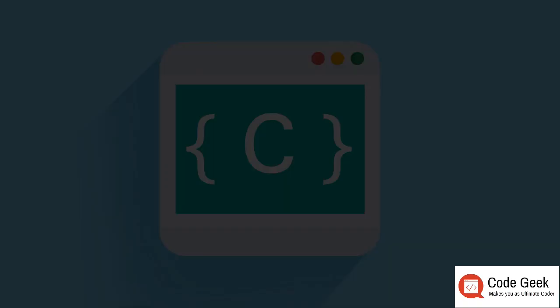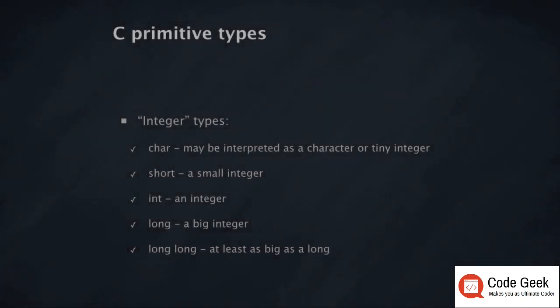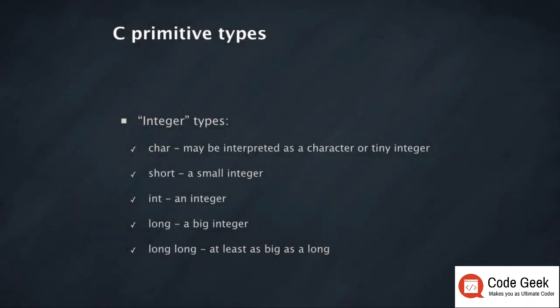Scalar types. Primitive types are the types given to us by the language. So in C, we have basically two kinds of primitive types. We have integer types, we'll talk about characters here in a second, and floating point or real number types. So what are the integer types? Well, char may be interpreted as either a character or a very tiny integer.